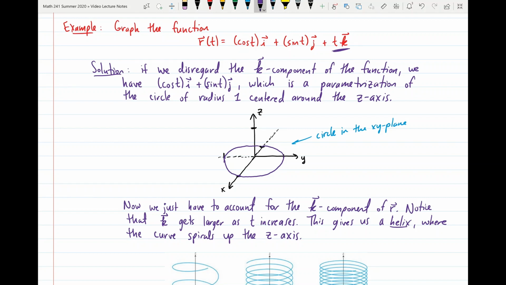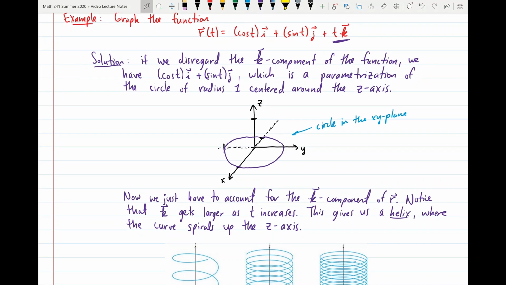Well, if we just worry about the i component and the j component, and we assume that we have a function inside of some plane in 2 dimensions, then cosine of t and sine of t gives us a parameterization of a circle, and specifically a circle of radius 1. So just for the sake of drawing this thing, we might as well assume that it's inside of the xy plane when we're drawing. And so if we disregard that k component of r of t, we end up with a circle that I've attempted to draw in purple here in this diagram.